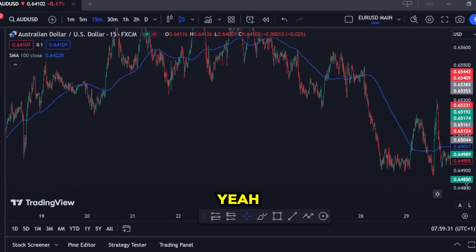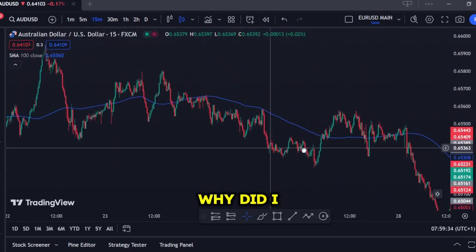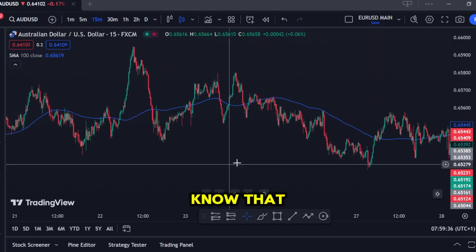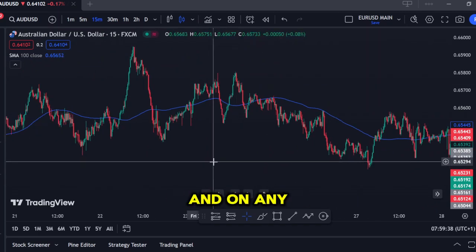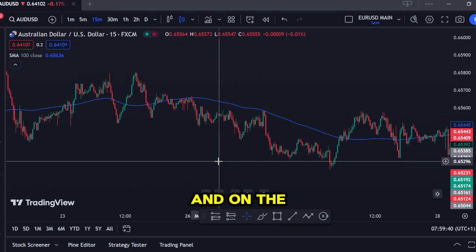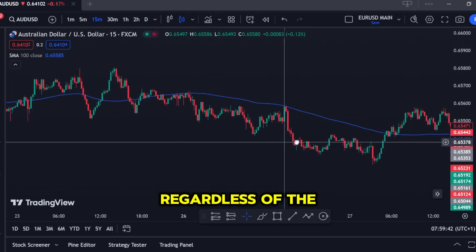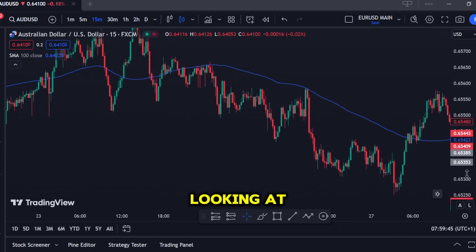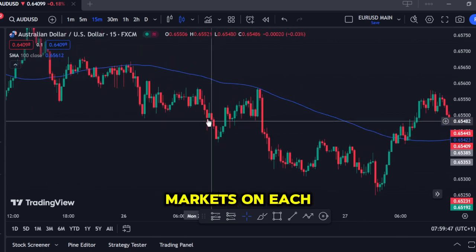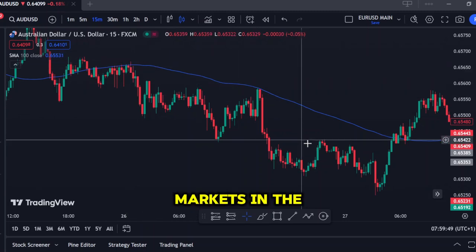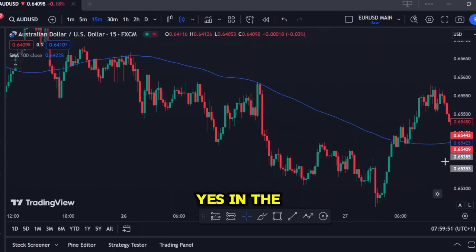Simple. Now, why did I do that? I just want you guys to know that this can work on any time frame and on any random markets, and the concepts can work regardless of the markets you're looking at. Now, let's look at this current market. This market is in a downtrend, right? Yeah, it's in a downtrend.